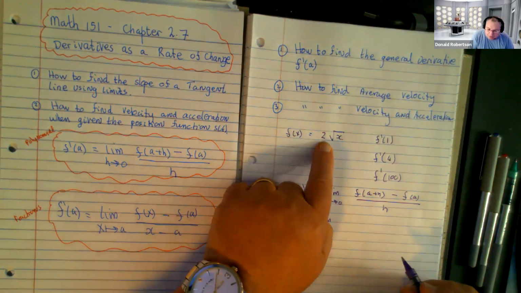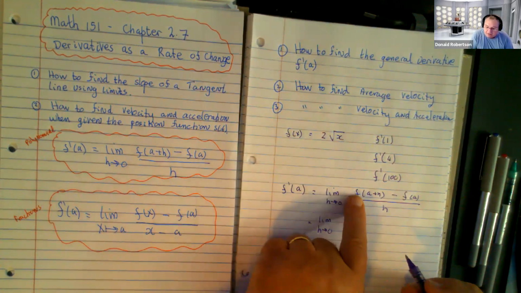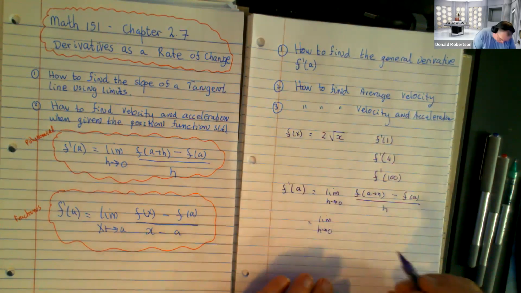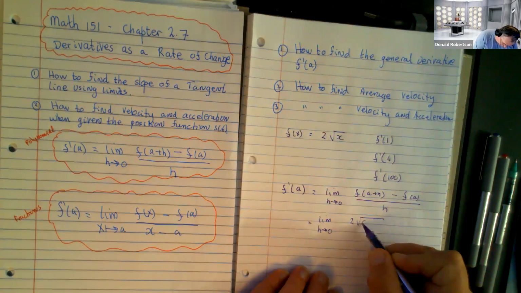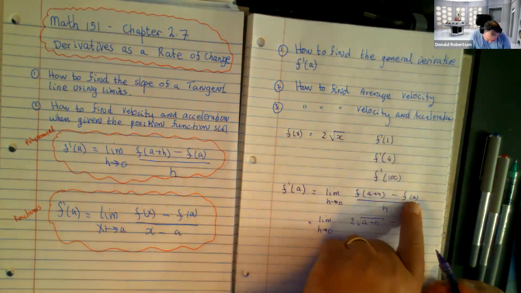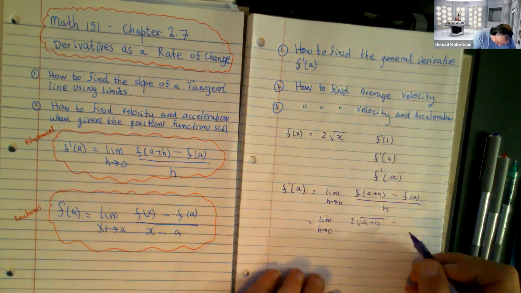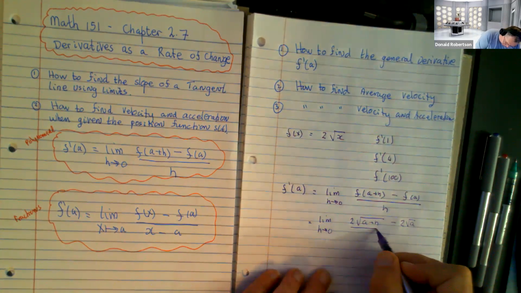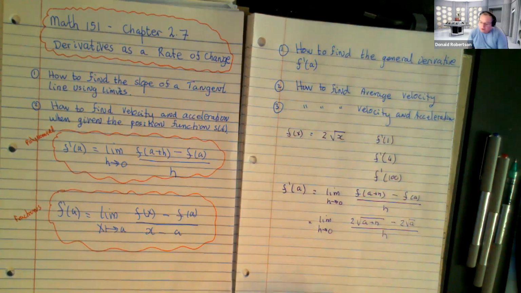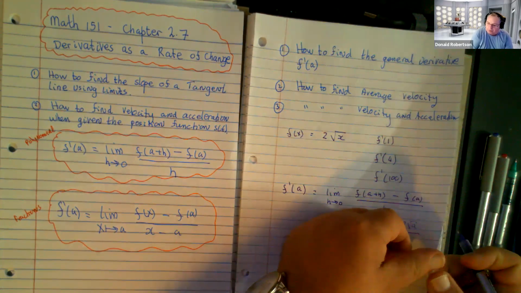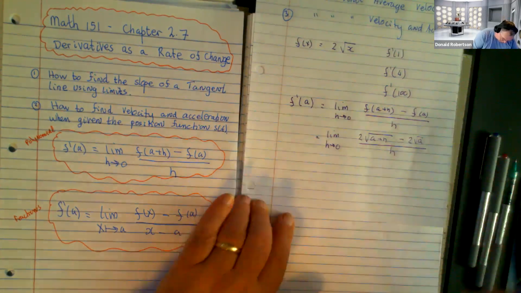Now, since this is my f of x, if I want to find f of a plus h, don't we just replace the x with a plus h? No biggie. So 2 lots of the square root of a plus h, take away, since this is f of x, if I want to find f of a, don't I just replace the x by a, and you get take away 2 square root of a, all over h. We all comfortable with that? Mostly letters, not many numbers, but math doesn't really care if it's a letter or number. We manipulate things in very similar ways.